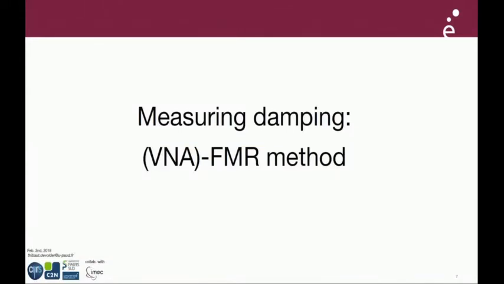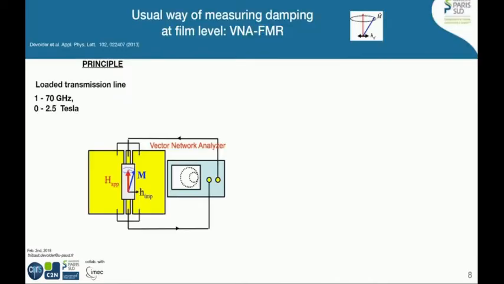Generally, we measure the damping parameter by ferromagnetic resonance techniques, and the modern version of it, vector network analyzer ferromagnetic resonance. The idea is the following. You prepare an RF strip line, and you characterize the impedance of the strip line with a vector network analyzer. The impedance of the strip line is influenced by the permeability of vacuum.